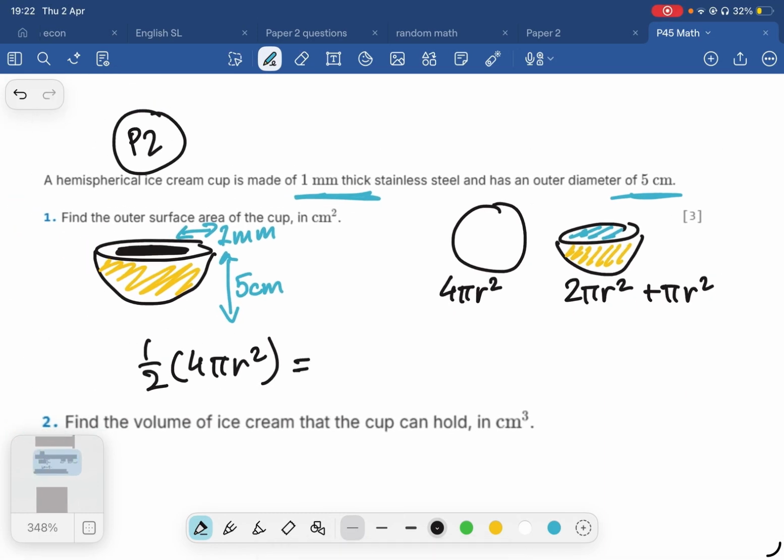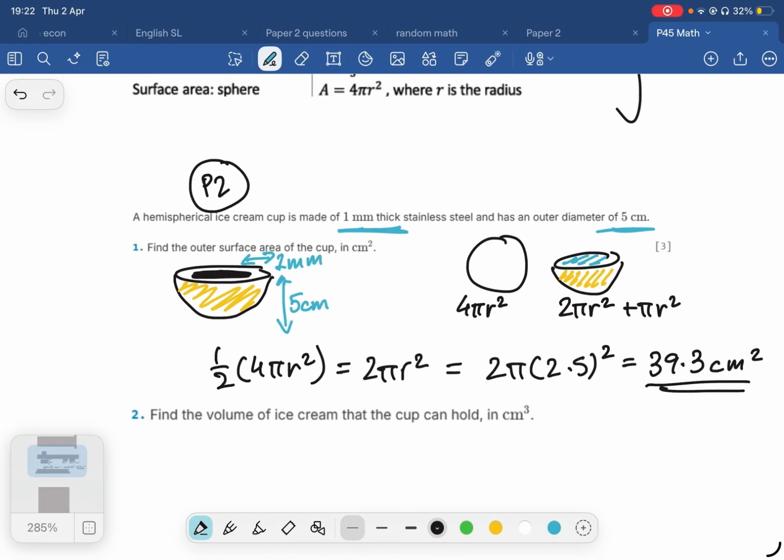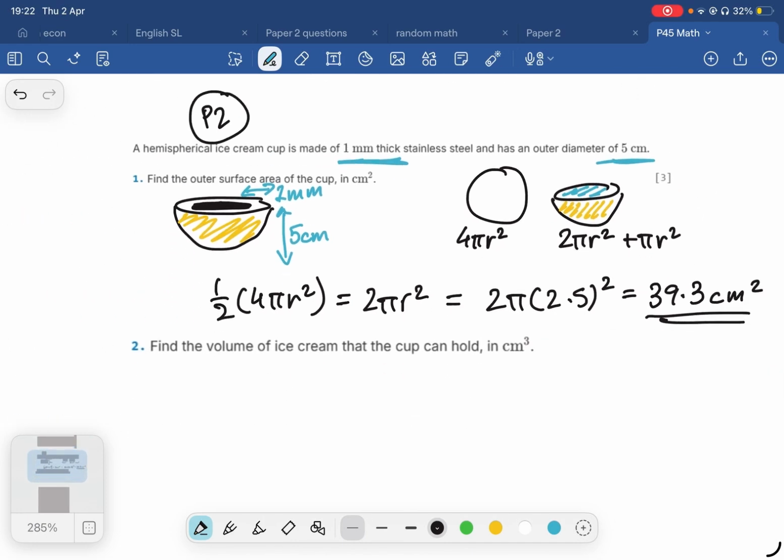So 2 pi r squared, we know the radius is 2.5 because the diameter is 5 centimeters. So you get 2 pi times 2.5 squared. And if you put that in your calculator, you should get 39.3 centimeters squared. And that's your final answer. Not too hard, as long as you don't make a silly mistake.